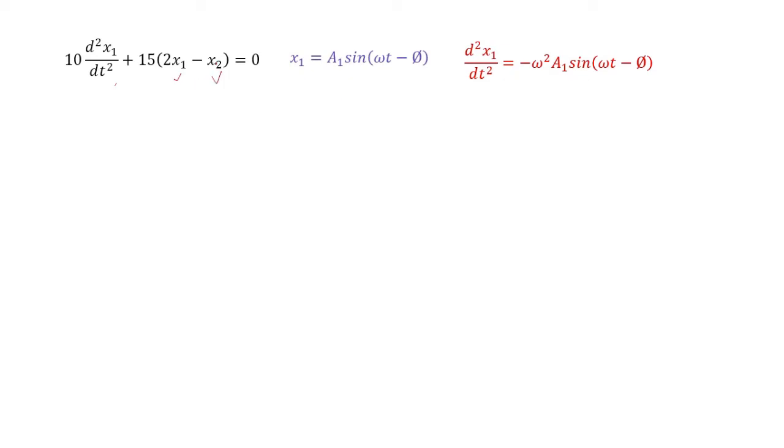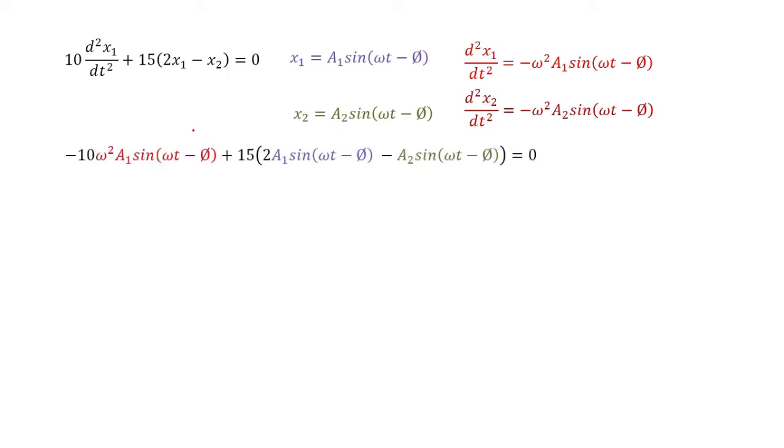This x2 is written as x2 is equal to a2 sin omega t minus phi, and double derivative of x2 with time will give us d square x2 by dt square is equal to minus omega square a2 sin omega t minus phi. Now let's substitute the values of x1, x2 and d square x1 by dt square in our main governing equation. So after substituting, you will have minus 10 into omega square a1 sin omega t minus phi, which is d square x1 by dt square, plus 15 into 2 times a1 sin omega t minus phi, which is x1, minus a2 sin omega t minus phi, which is x2.